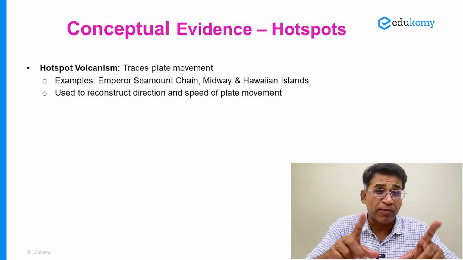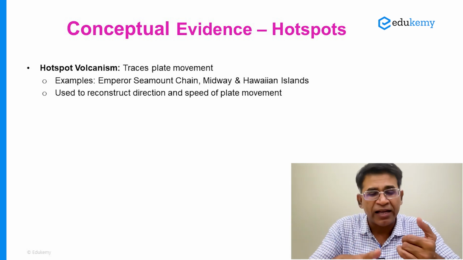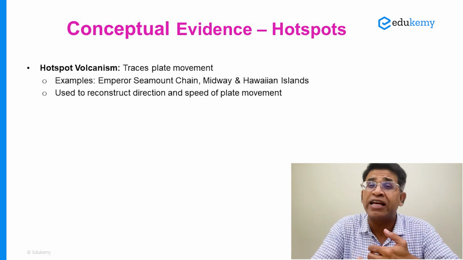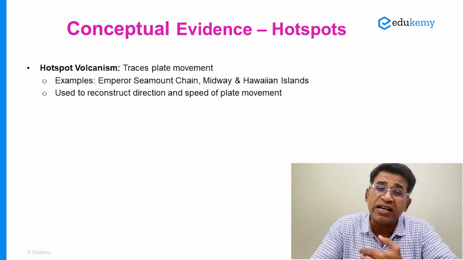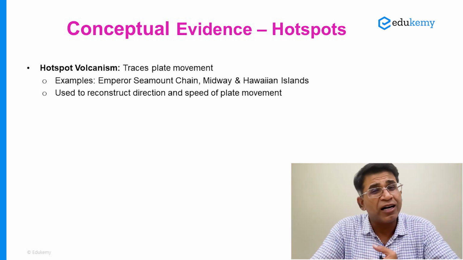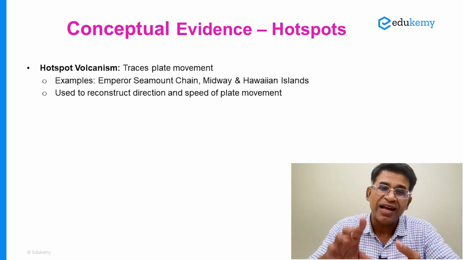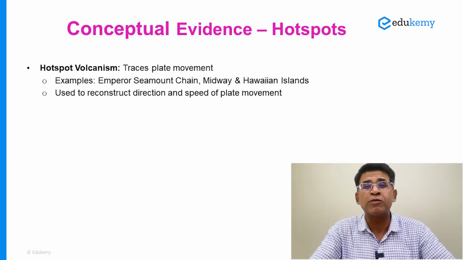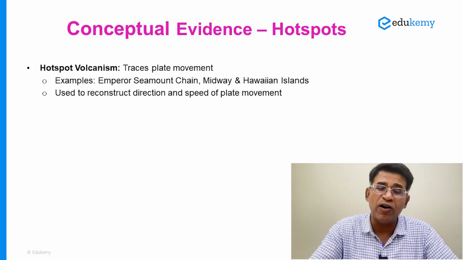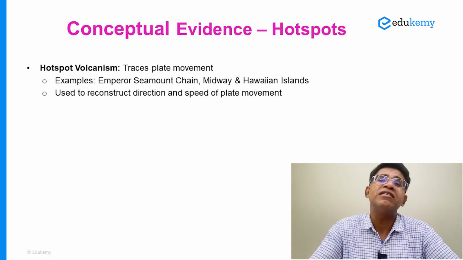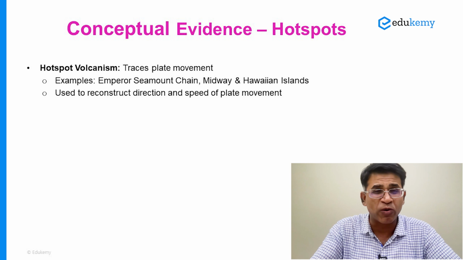So if I sum up, the modern concept-based evidences are Arthur Holmes' convection cells, all the evidence of seafloor spreading, the earthquake evidences in terms of earthquake intensity and distribution, and the fourth is the hotspot-based evidences that confirm the movement of plates as they move over certain hotspot locations with the volcanic accumulations associated with them.